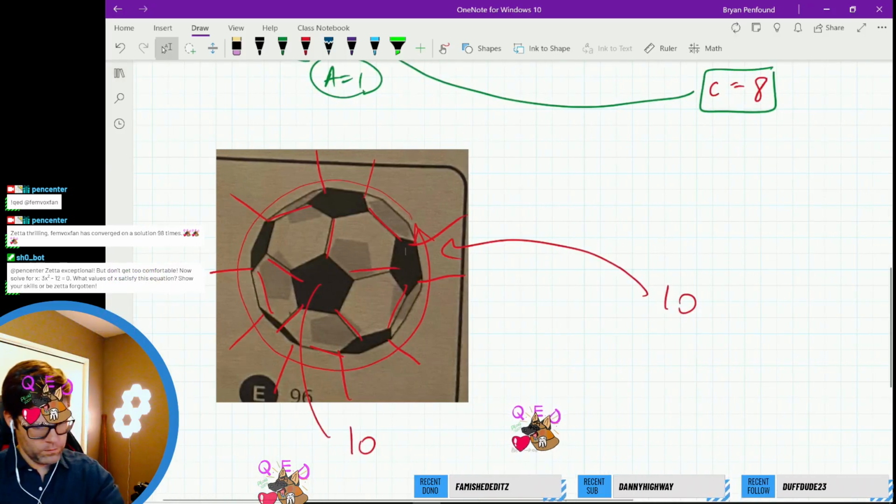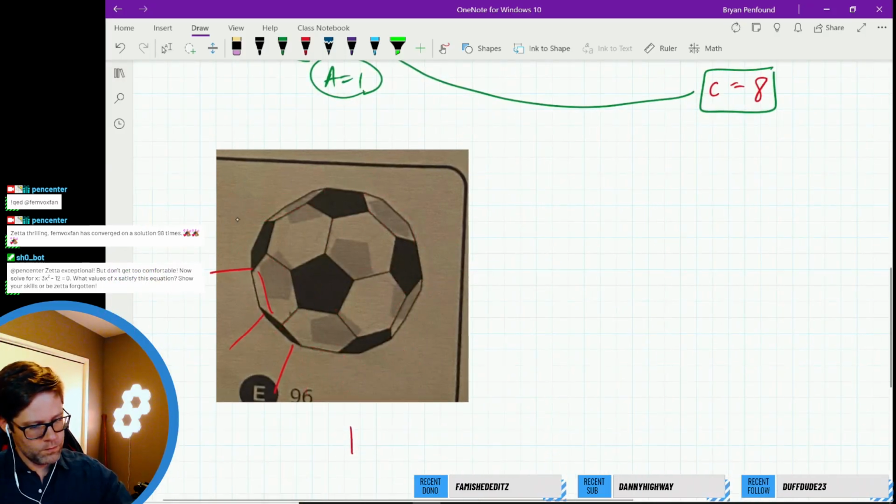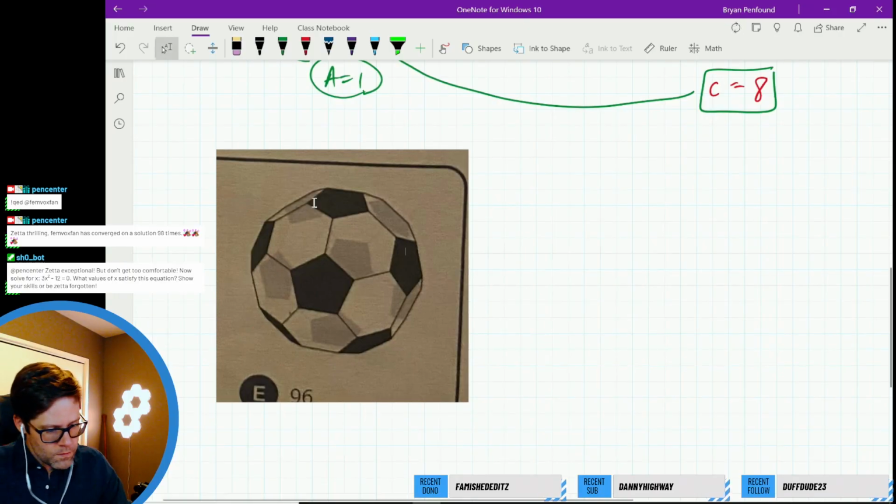Exceptional, but don't get too comfortable. Now, solve for x, 3i2, 12y. 0. What values of x satisfy this equation? Show your skills or be forgotten.